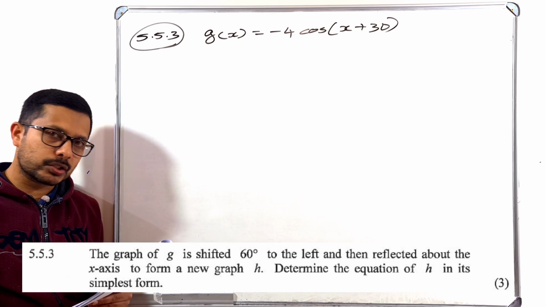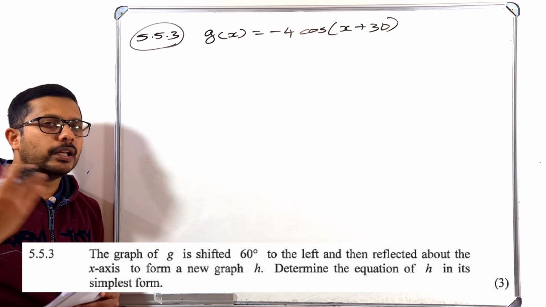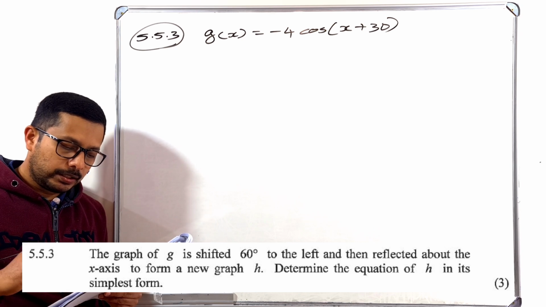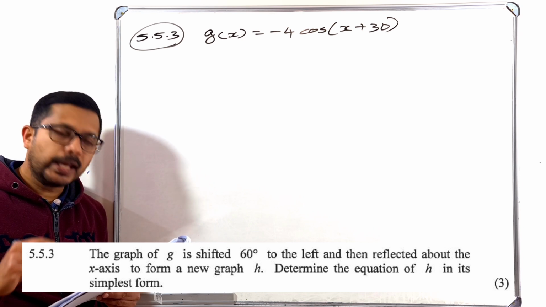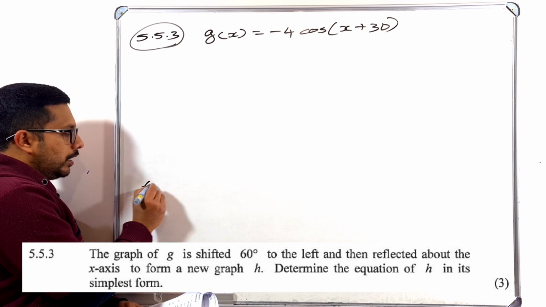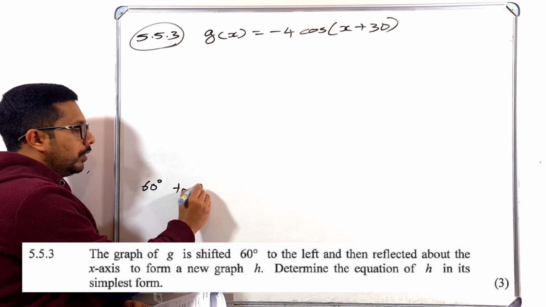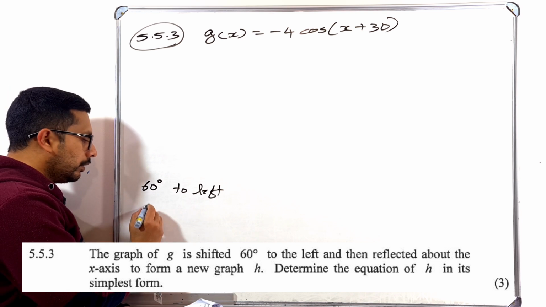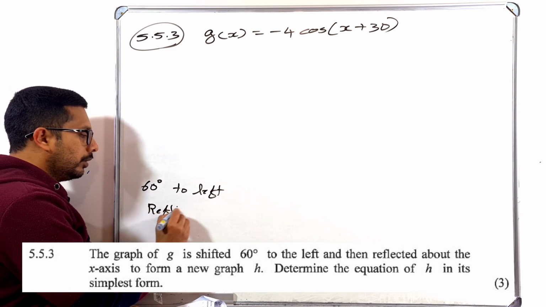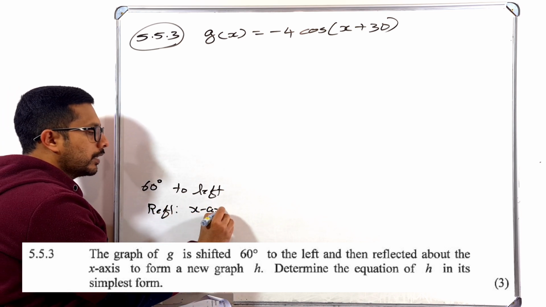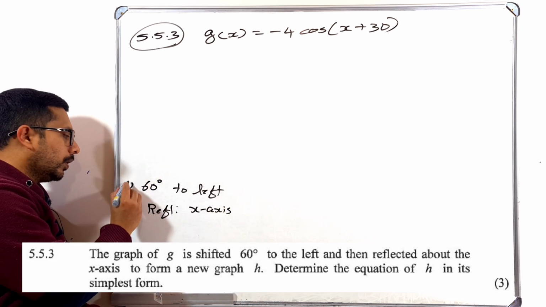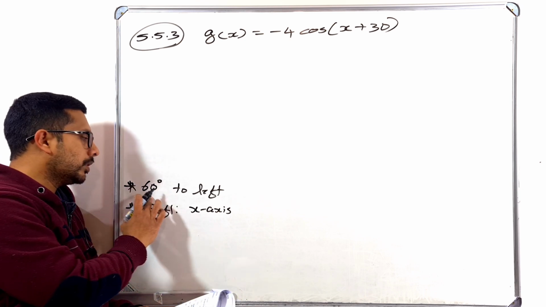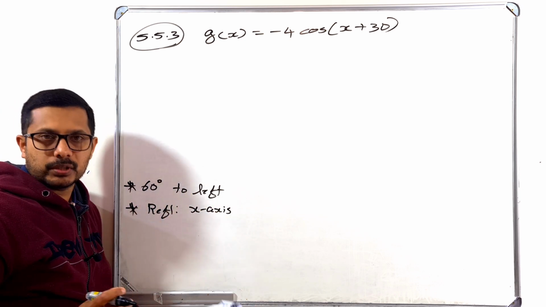Left means just the opposite of what we are thinking. Left means plus 60. Okay, then to the left, then reflected about the x-axis. So shift 60 degrees to the left, and reflection based on the x-axis. Okay, so there are two transformations done there: 60 degrees to the left and reflection based on the x-axis.